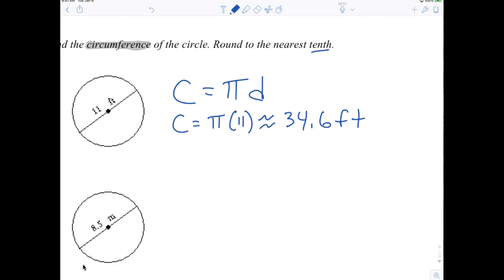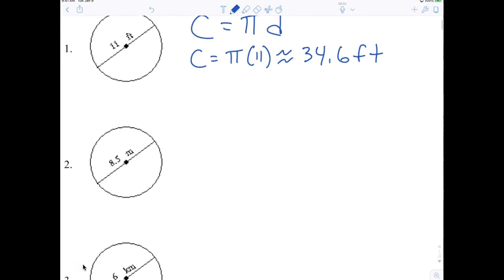Okay, so for question number 1, just put the diameter equals 11. All right. For question number 2, the diameter is equal to what? The diameter is what? On number 2, the diameter is what? 8.5. Now we're going to do the odds. All right, so now I'm jumping to number 3.